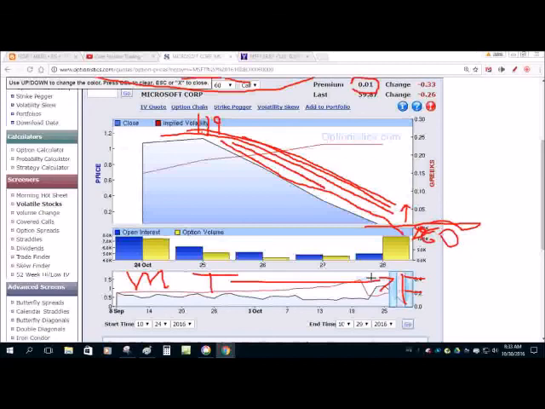So hey, with that said, that's how time decay works if the stock does not close above the strike price on that Friday.